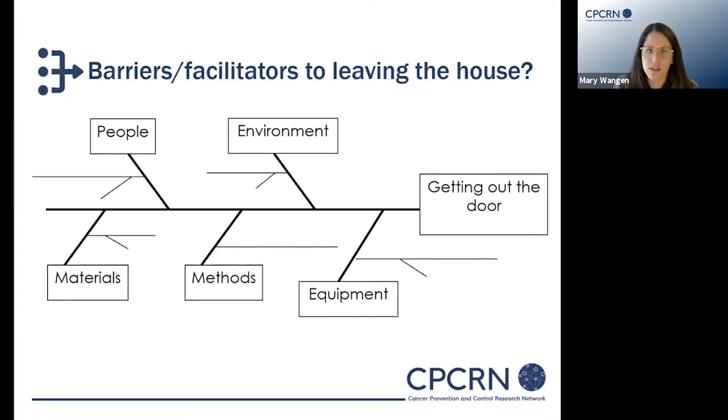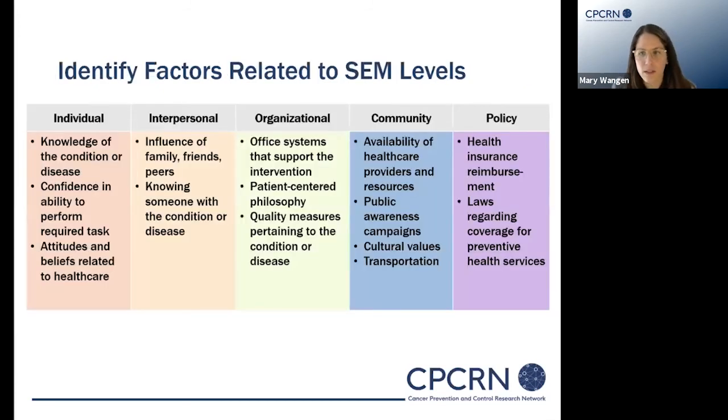Good. So this is all we're going to kind of cover for the cause and effect diagram, but I wanted to let you know it's another tool like the process map that you can use to engage stakeholders and get to the root cause of a problem. So once you've collected all of your data and identified your factors, you'll want to map them back to that social ecological model that we talked about before.